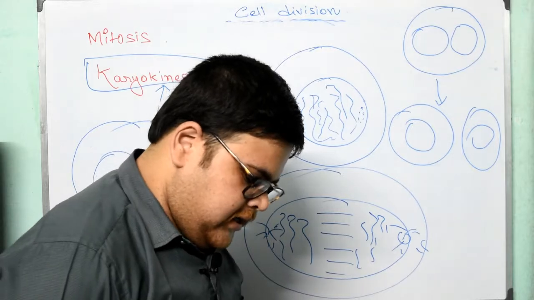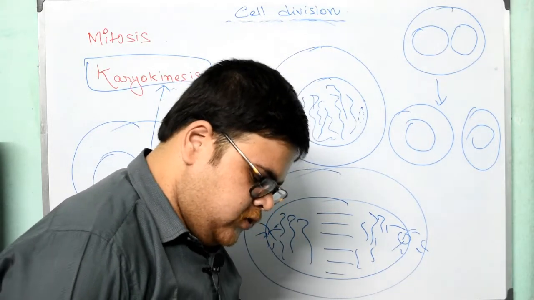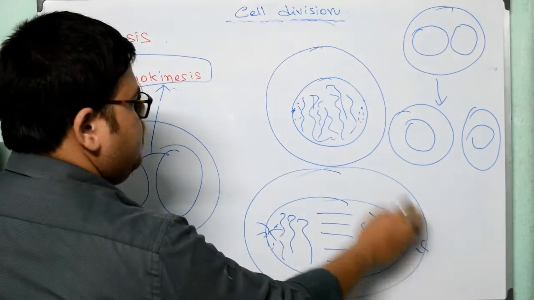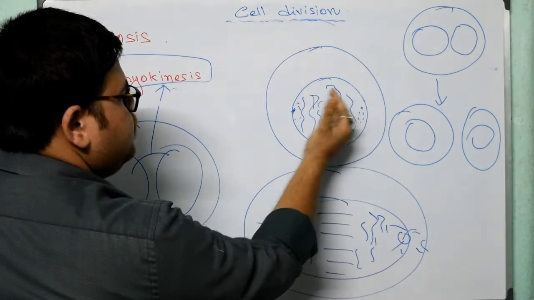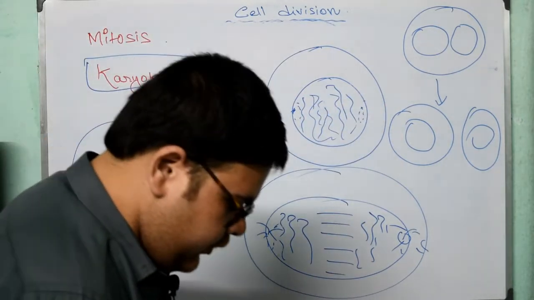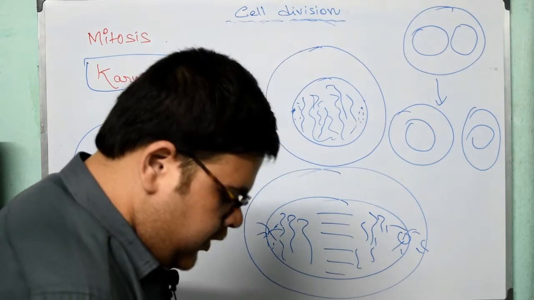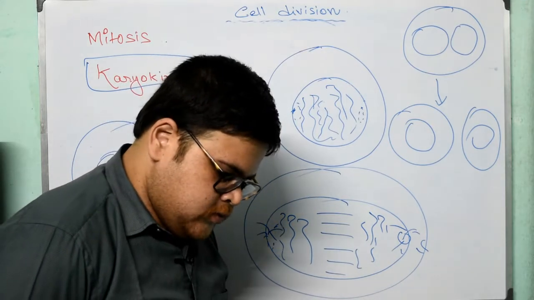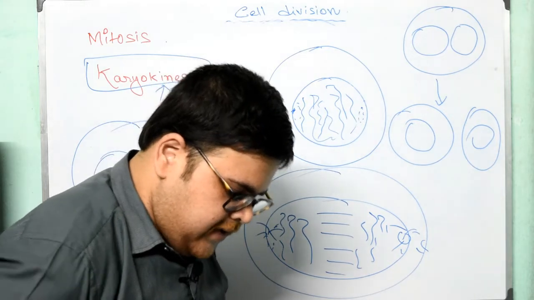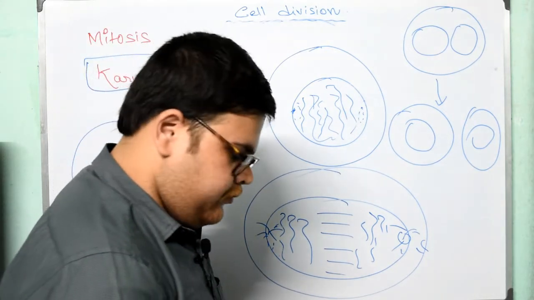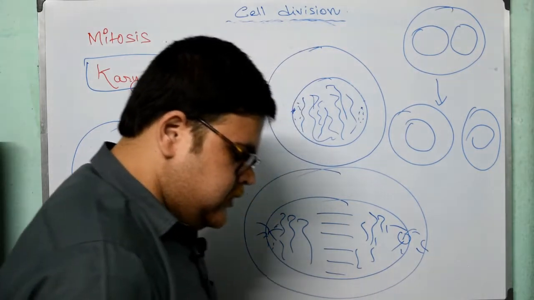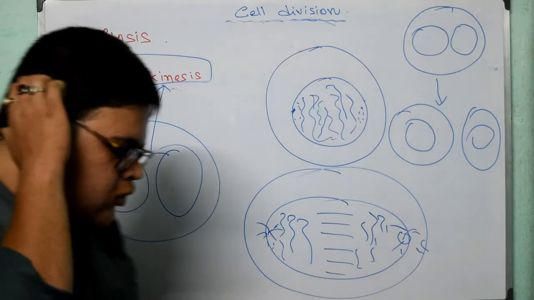The duplicated chromosomes start moving towards the equator. So this is the equator. Okay, it starts moving from here to this particular place. Okay, now coming to metaphase. The duplicated chromosomes arrange on the equatorial plane. Each chromosome gets attached to the spindle fiber by its centromere. This is metaphase. Now coming to anaphase.